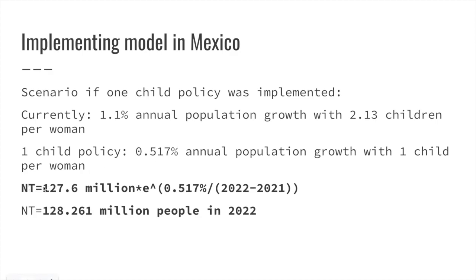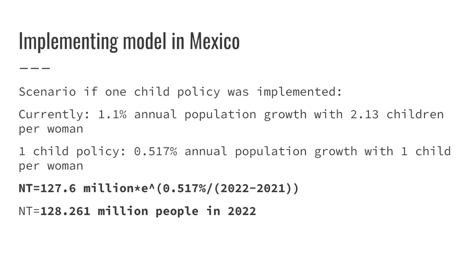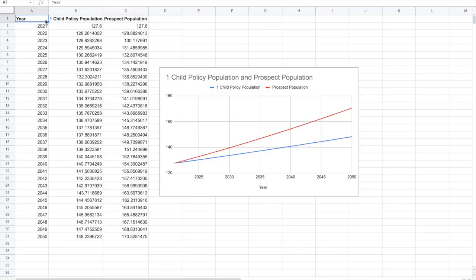And by implementing the formula that I just demonstrated, we can find that in 2022, with the one child policy, there would be 128.261 million people in 2022. By implementing the same formula with the current prospects and without the one child policy, there would be 600,000 more people born in 2022.